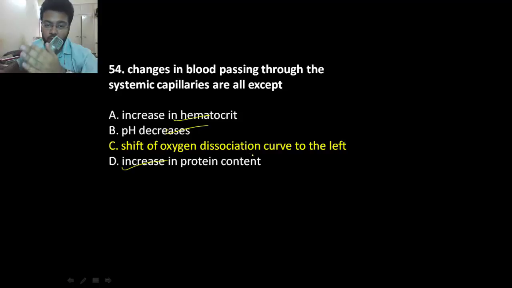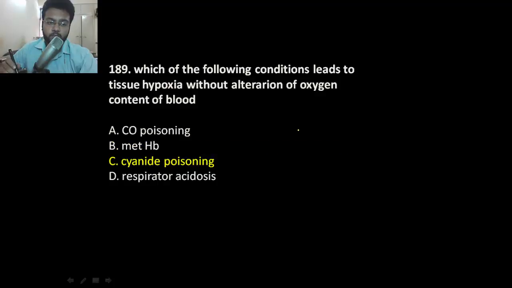Remember, the oxygen dissociation curve shifts to the right side. The only condition where the oxygen dissociation curve shifts to the left side is carbon monoxide poisoning. Which of the following conditions leads to tissue hypoxia without alteration of oxygen content in blood? This is histotoxic hypoxia by cyanide poisoning.